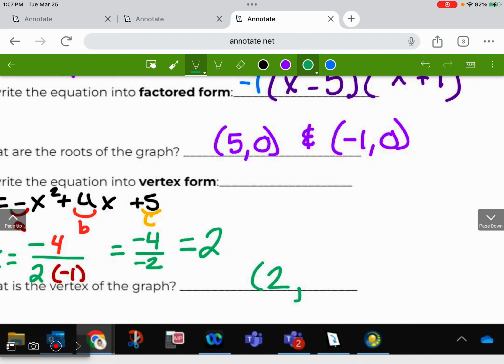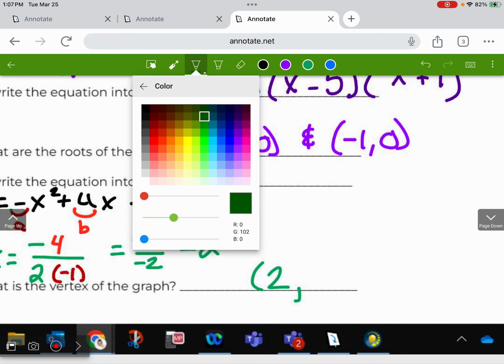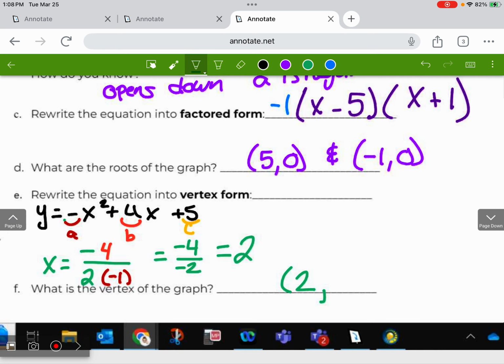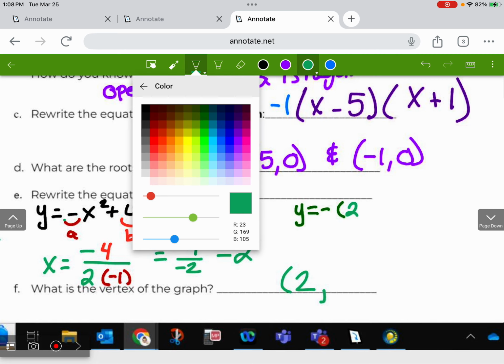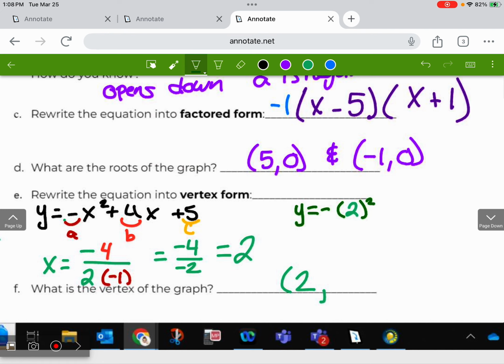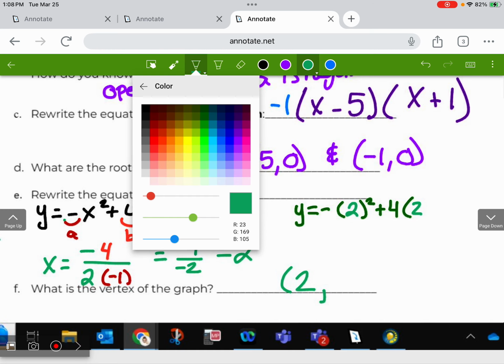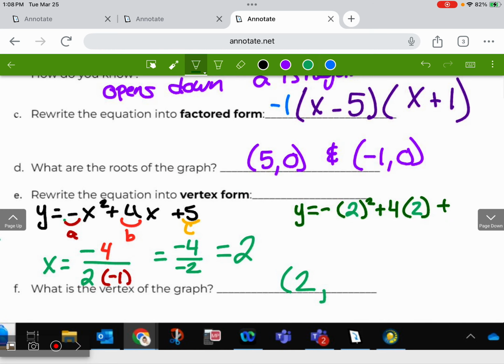To get the y value for my vertex, plug and chug. So we're going to go back into our original equation, and I'm going to say what happens if x is 2. So we're going to substitute into our y equals minus 2 squared plus 4 times 2 plus 5. So we're substituting this x of 2 in place of all the x's.